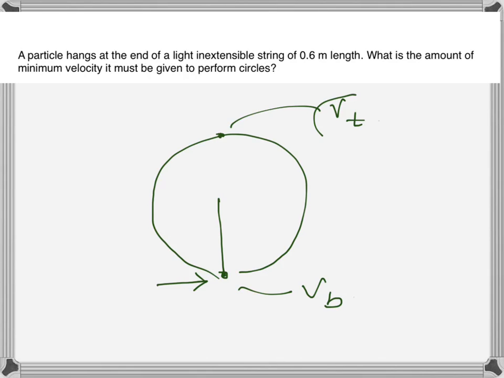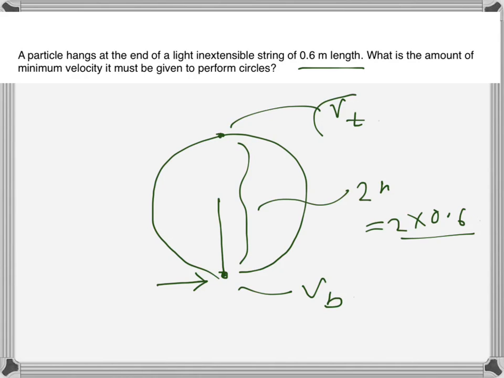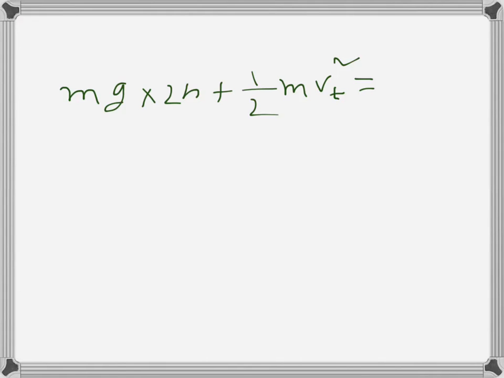At the top position, the string length is given, which is 0.6 meters, which is the radius basically. So this height is of course 2r, that is 2 into 0.6, but we will use just r for the time being. If we say the mass of the object is m, the kinetic and potential energy at the top position will be mg times 2r, and kinetic energy will be half m vt square. So I'm just rederiving the equations quickly. I did that in the previous video, but this time quickly.